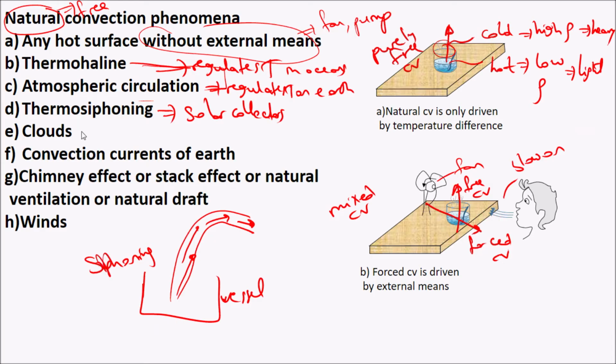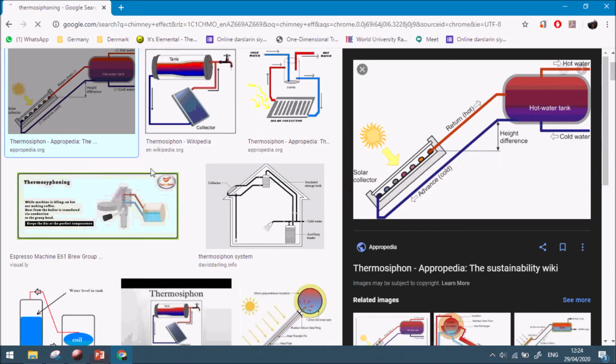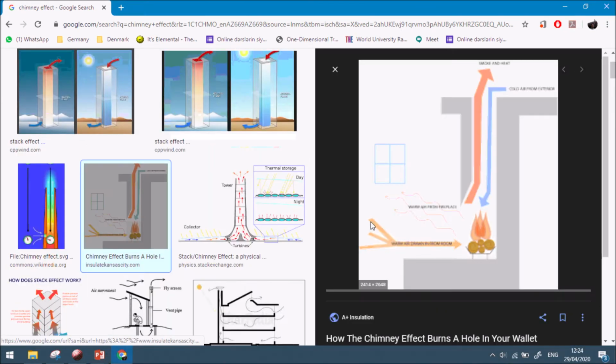And we have the clouds. These are the result of natural convection because, due to density difference, the water vapor rises and then condenses and becomes clouds. Then there are convection currents of Earth and the chimney effect. I can show you the chimney effect. This is also free convection. Here you have the low density, and here the high density. The low density fluid rises and the high density fluid sinks. This recirculation is the chimney effect.